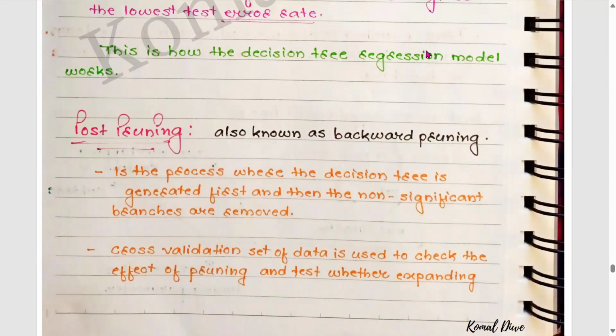The process where the decision tree is generated first, and then non-significant branches are removed.